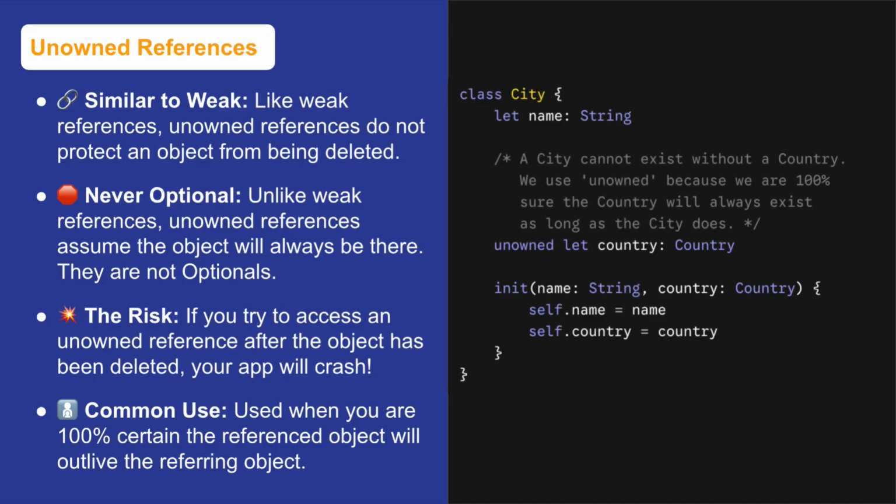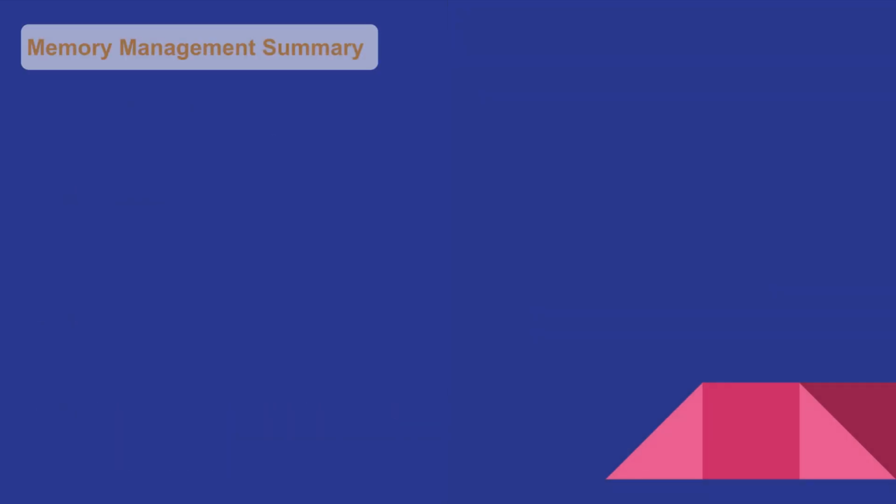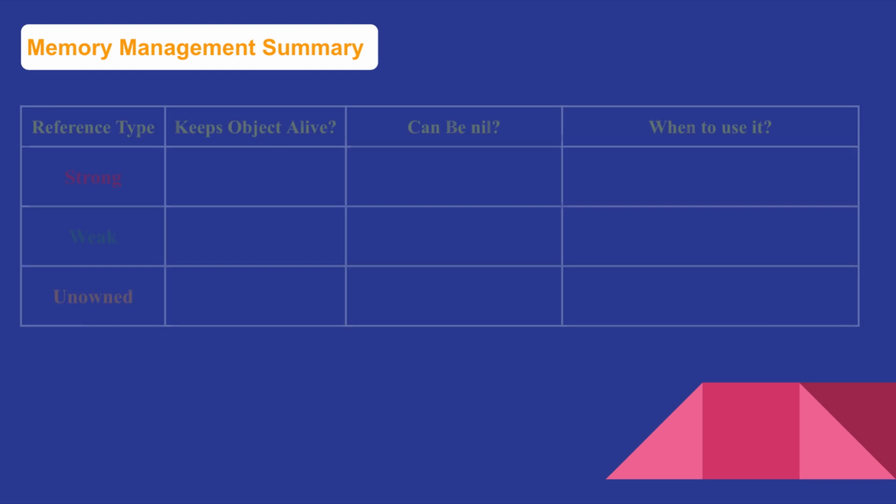Let's look at the code example on the right to see when this makes sense. We have a city class, and inside we mark the country property as unowned. A city cannot physically exist without a country. Because we are 100% sure the country will always exist as long as the city does, it is perfectly safe to use unowned here. To wrap this all up, let's look at a quick memory management summary.